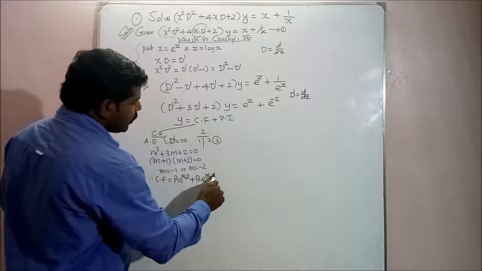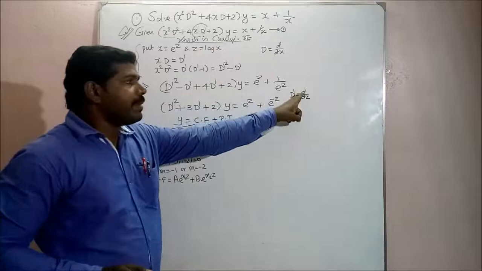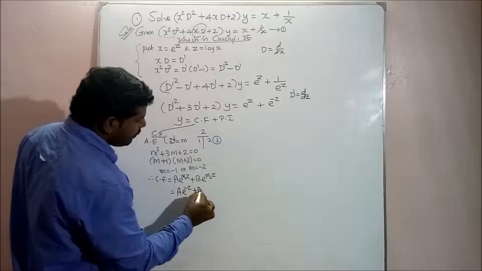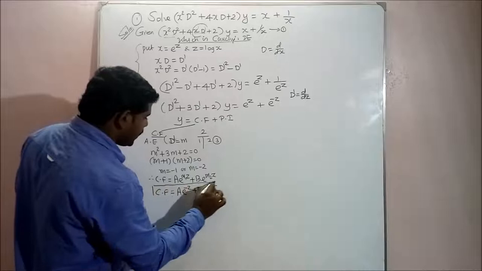So why we have taken z here is because the differential operator is d by dz, so when writing the solution in terms of z, we write e power m1 z, a e power minus z plus b e power minus 2 z. This is the complementary function. So the complementary function is over. Next our aim is to find the particular integral.